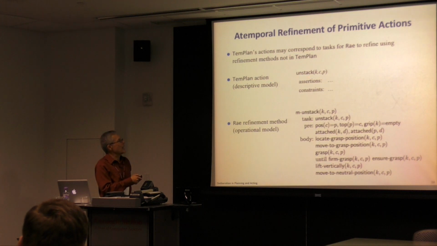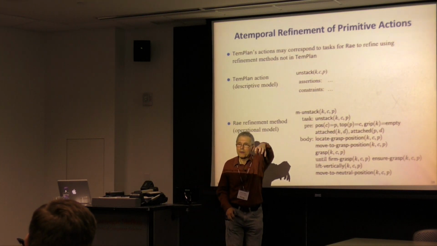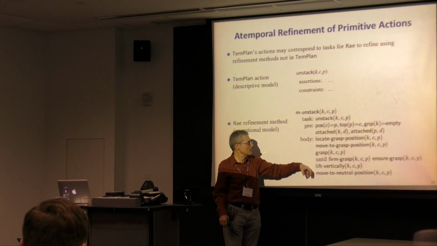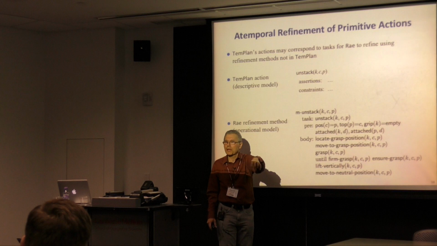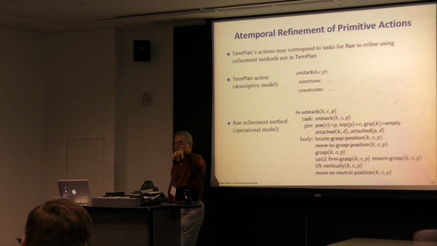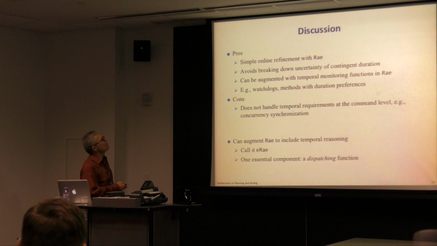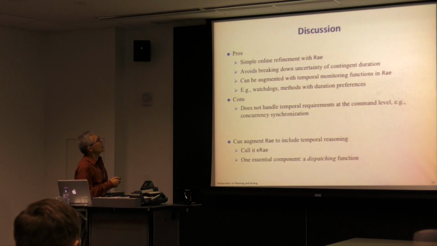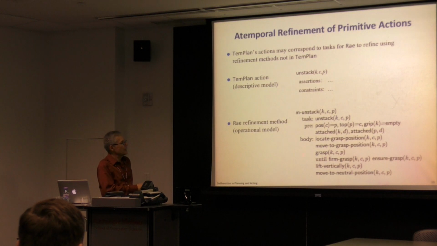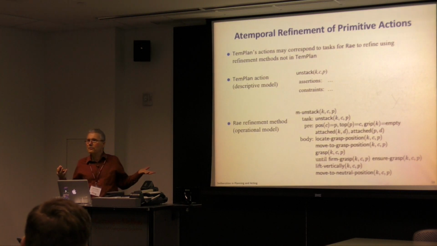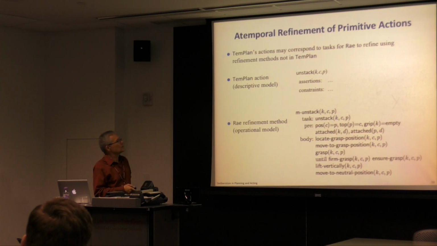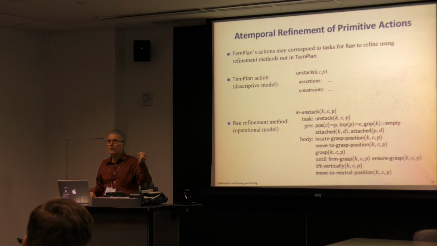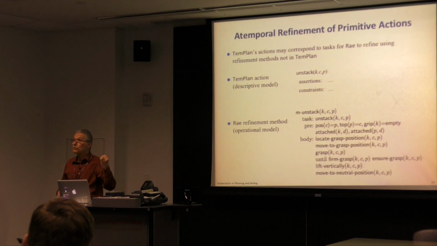Another example, unstack. We had a descriptive model for that up here. Here, again, you might get into the details of locating where your gripper is going to grasp, moving to that position, grasping the thing, checking to make sure you have a firm grasp, lifting, and so forth. You can just put that into Ray, and Ray is going to execute these. It doesn't know about the time points. It just knows when it's been asked to do something. And so something in the chronicle that has a time schedule assigned to it, that would be one of these external tasks that you could put into Ray.